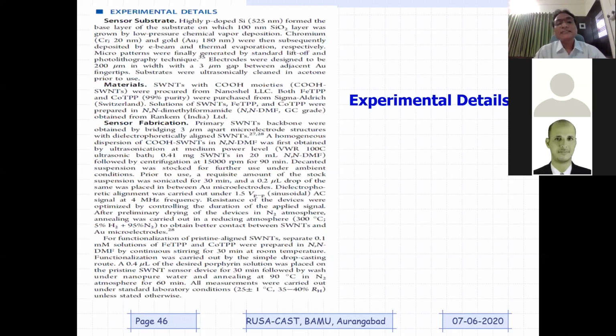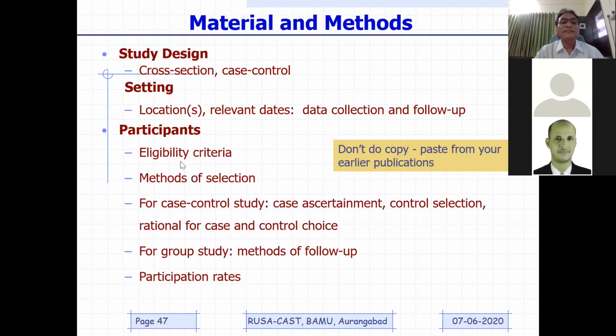Then experimental details. In the experimental details, you need to mention what kind of materials you have used, what kind of experimentation you have done, and what kind of instrumentation you have used.